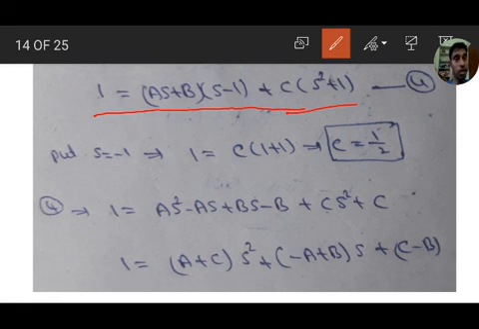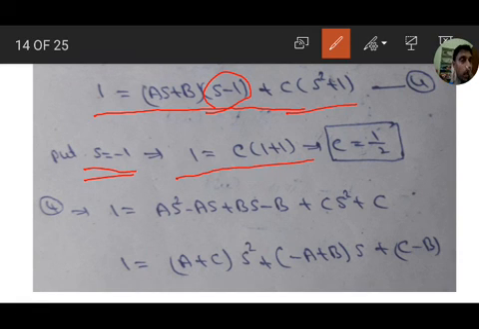So substituting, if this value is 0, we get the C value. Substituting s equal to 1, then we get 1 equal to C into 1 plus 1. That is 2C equal to 1, therefore C equal to 1 by 2. Therefore, C is over. To get the A and B values, this cannot be 0. If we substitute any value for s, positive or negative, it is a whole square, which means it cannot be 0. Therefore, we have to simplify this one and compare the coefficients.